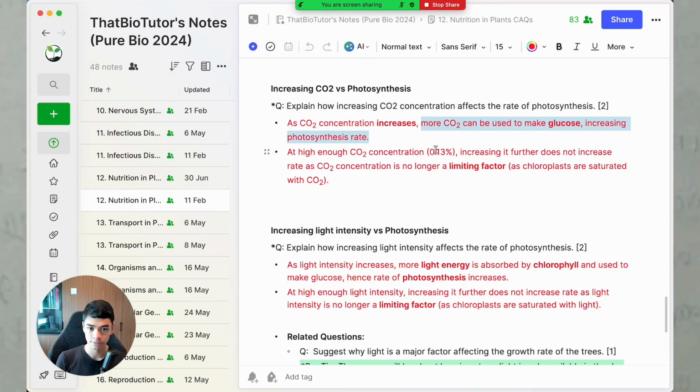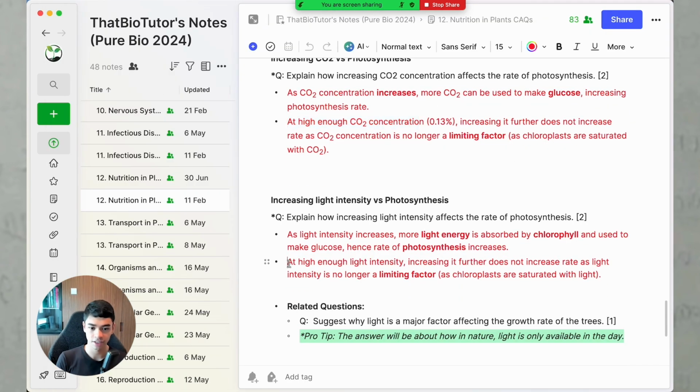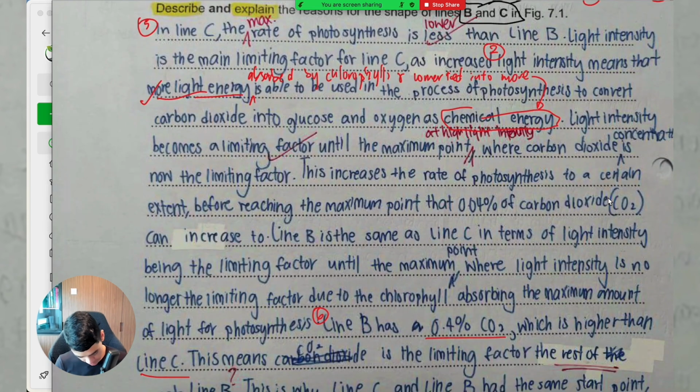So where can we find that? We can find it here. See, at high enough light intensity, increasing further does not increase the rate anymore, as light is no longer a limiting factor. Okay, so I found that here. Light is no longer the limiting factor. Good. Number 4 is there.